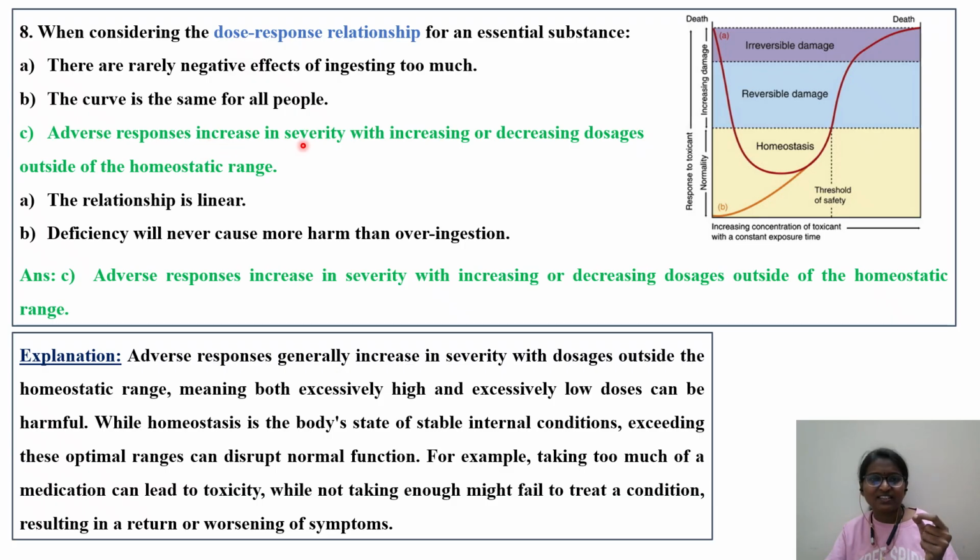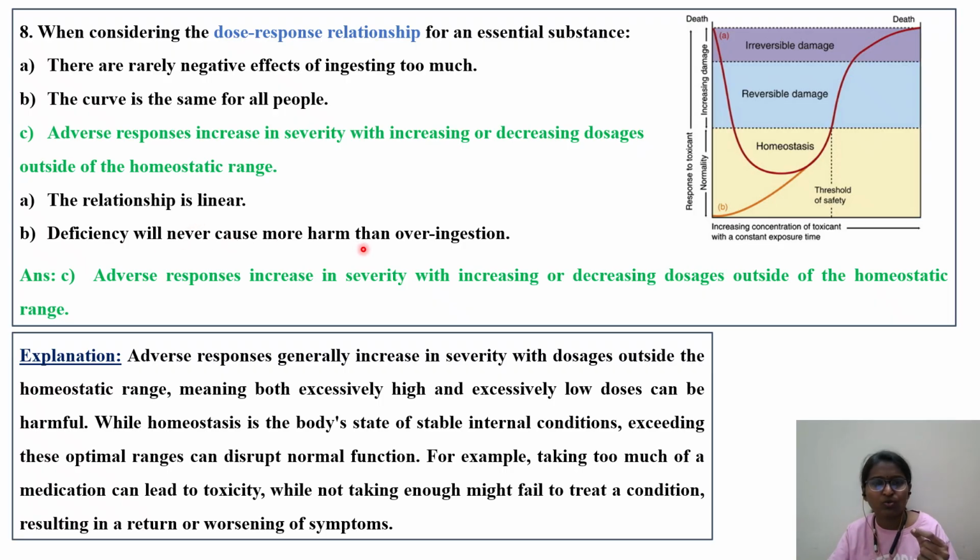Adverse response increases in severity with increasing or decreasing dosage outside of homeostatic range. If you see this particular graph, increasing concentration of toxicant with a constant exposure time is on the x-axis, and response to the toxicant is on the y-axis. Here, see, this is the homeostatic region. Adverse response increases in severity with dosage outside of homeostatic range. So that is the right option. Above this, in the blue or purple region, you are seeing reversible damage and irreversible damage leading to death. Once you cross the homeostasis, then it will cause this. The relationship is linear? No, it is not. It can be nonlinear also.